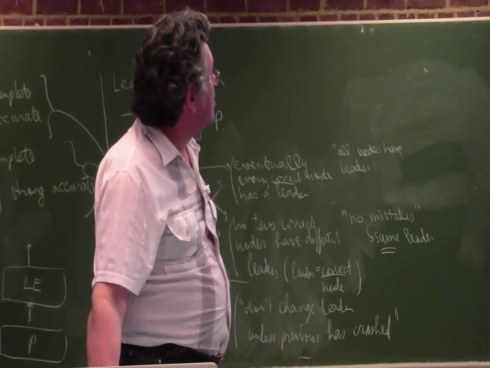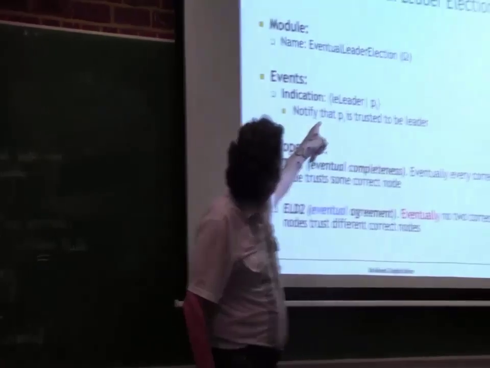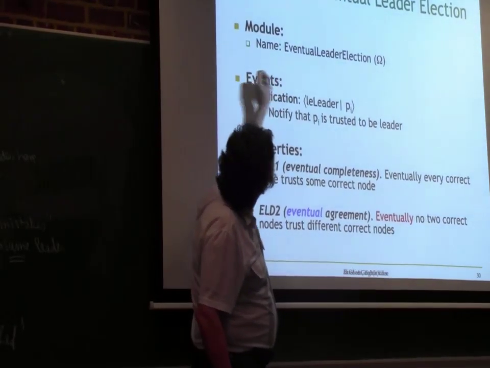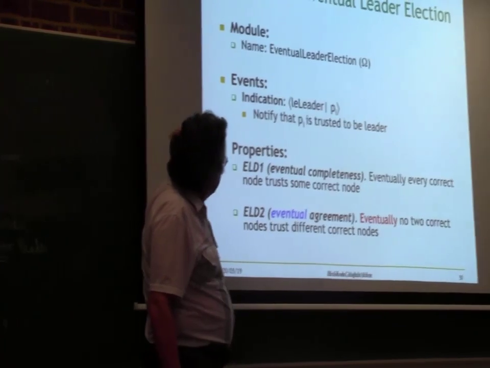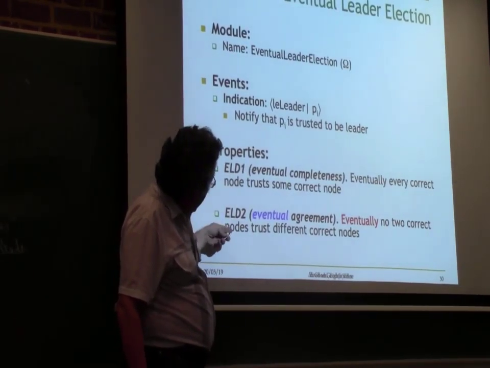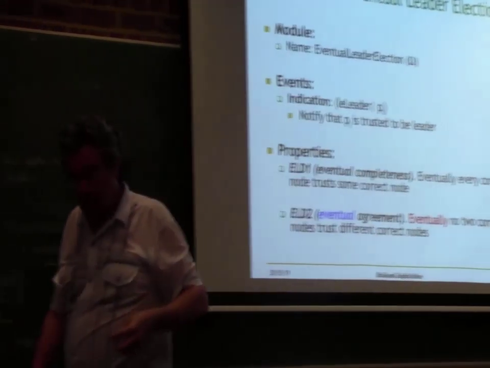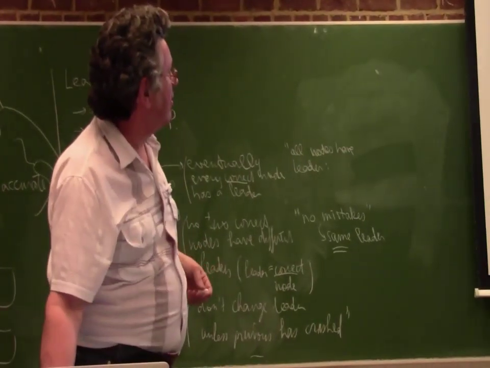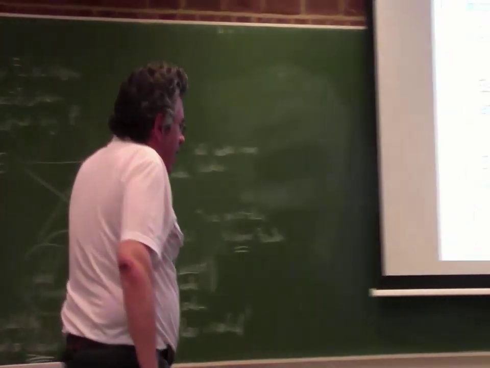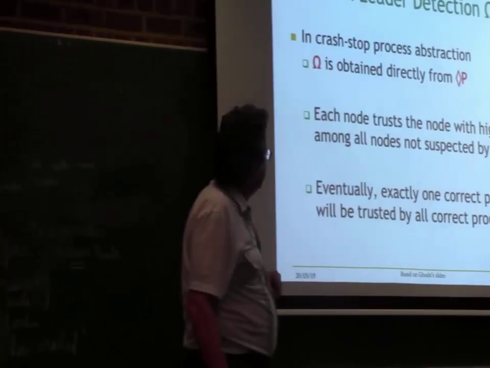So you have the specification. It's very similar to the omega. You have just one indication coming up. And here you use the eventual perfect in the implementation. And the properties are basically almost the same as the ones for eventually perfect failure detectors. Okay? And the code also is very simple. Actually, we can get the code immediately from the eventually perfect.